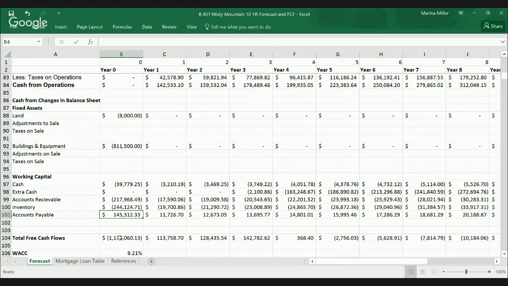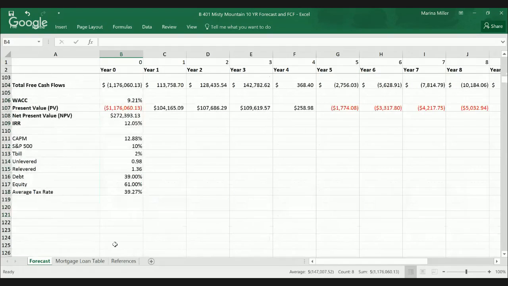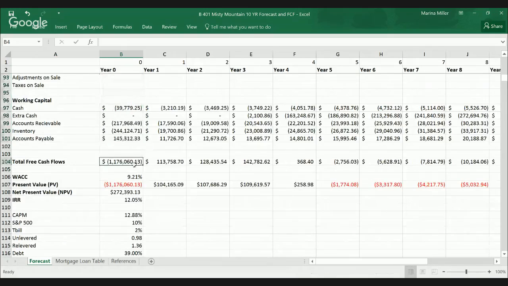And so that gives us our total free cash flows, which is just the sum of our cash from operations all the way down to our accounts payable, our changes in the balance sheet. And that's calculated for all 10 years.